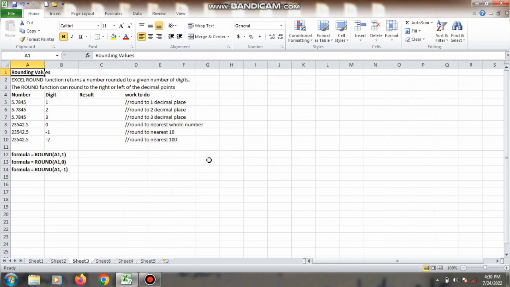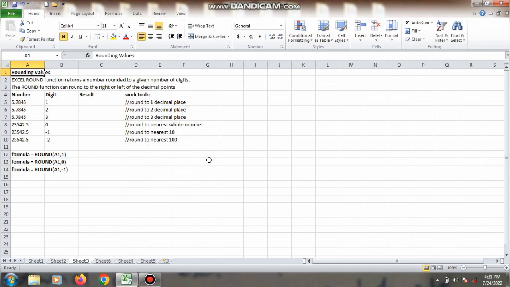Now, you could see my data here. I wrote the number, the digits, and the results. Then the work to do is what we are going to use for our class. How do we round up to one decimal place, two decimal places, three decimal places, the nearest whole number, to the nearest 10 and to the nearest 100? You can also add your own, to the nearest 1000, as many as possible. That's why I've given you this on-screen formula. Should you forget anything, it will still be like a reminder for you, then you'll be able to do it.